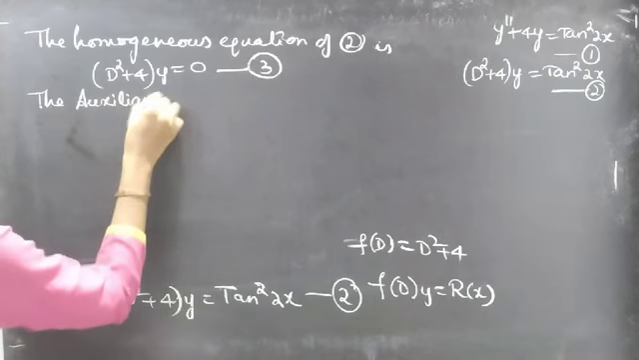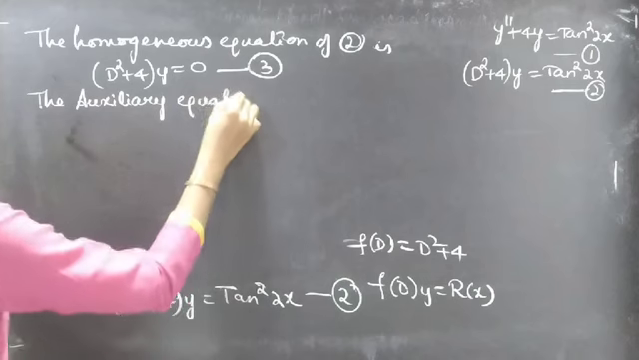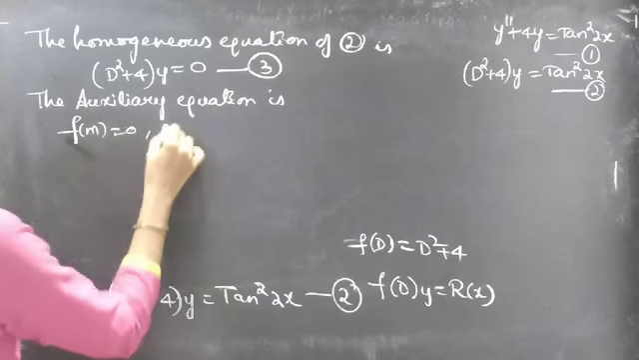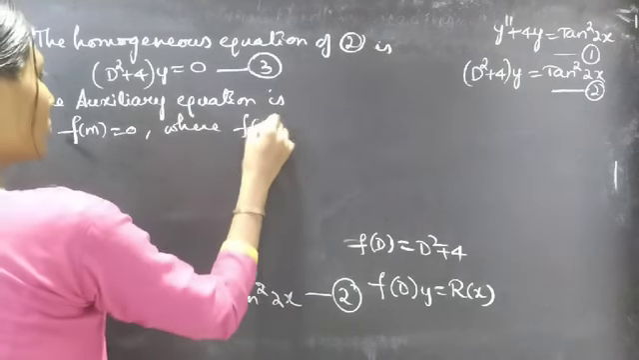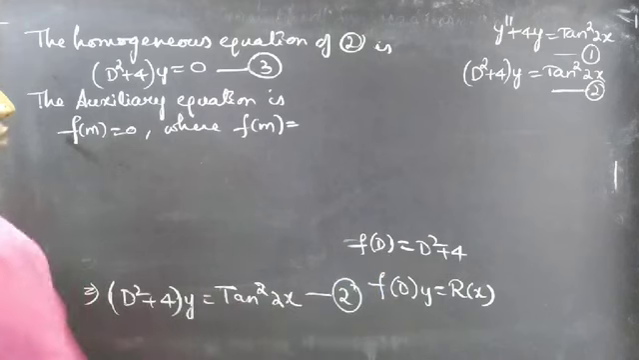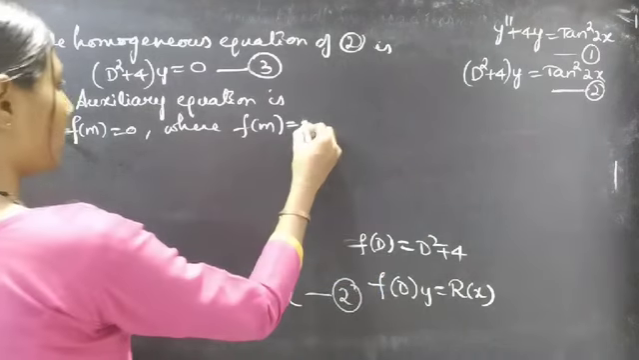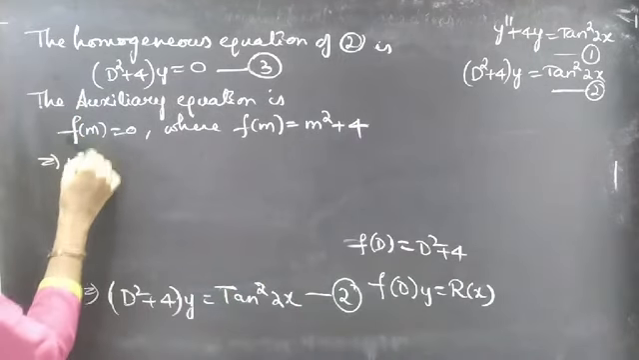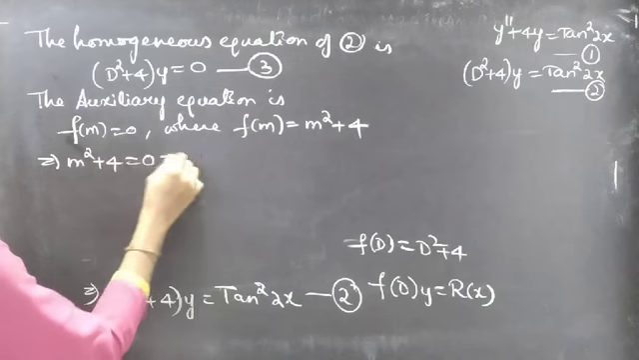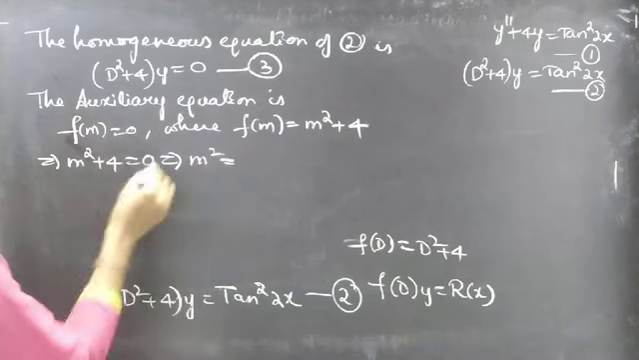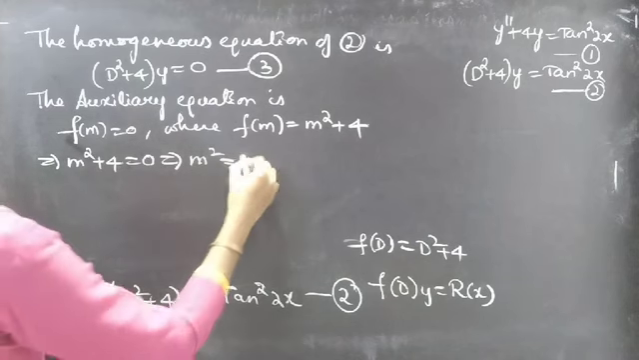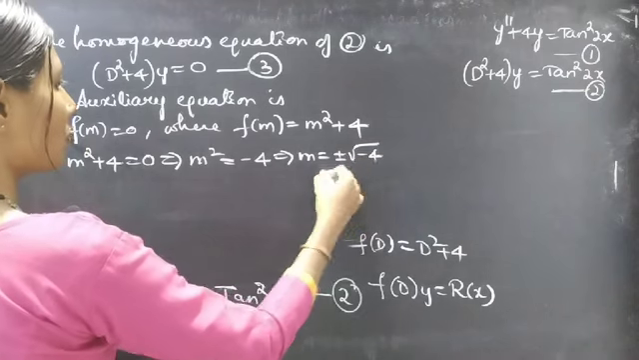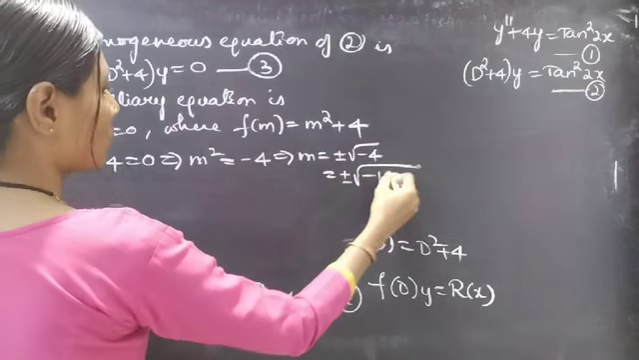The auxiliary equation is f of m equal to 0, where f of D is D square plus 4. Let's replace the differential operator with m, so that we get f of m equal to m square plus 4, and the auxiliary equation becomes m square plus 4 equals 0. Now we need to find the roots of this equation, so we'll take this 4 to the RHS, we get m square equals minus 4, and we can write m equal to plus or minus square root of minus 4, with minus 4 as minus 1 into 4.